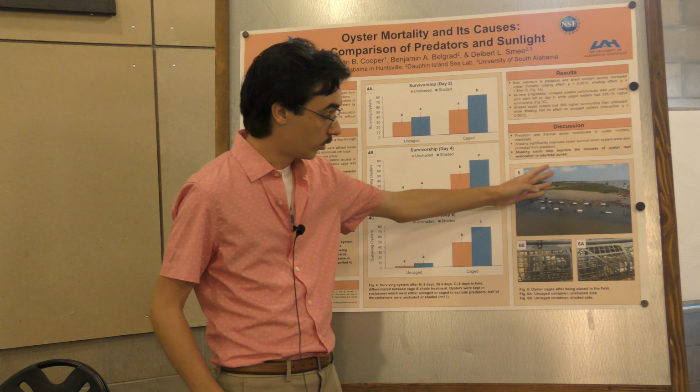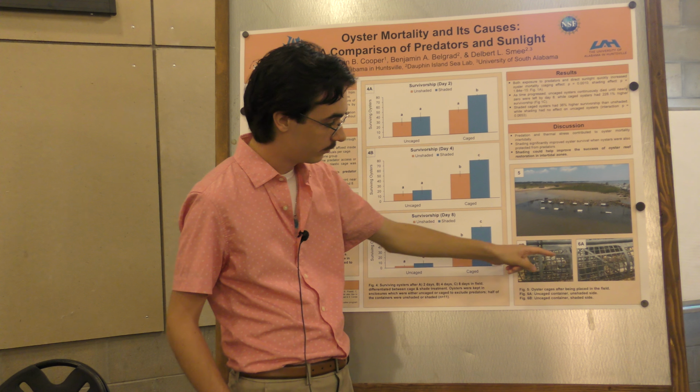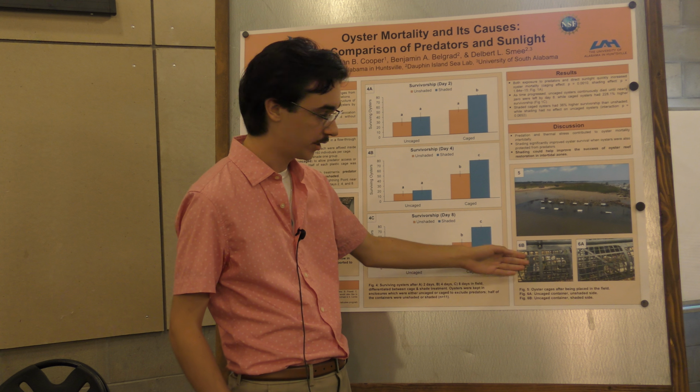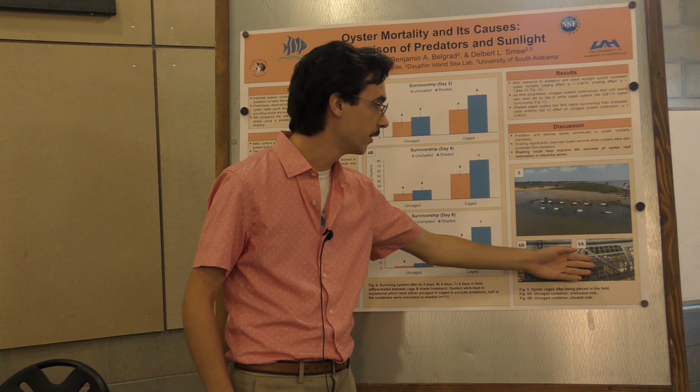You can see here, this is one of our reefs that we placed. Below this, we have the cages themselves. On the left side, we have the unshaded side. On the right side, we have the shaded side.